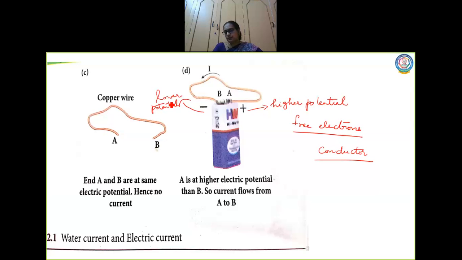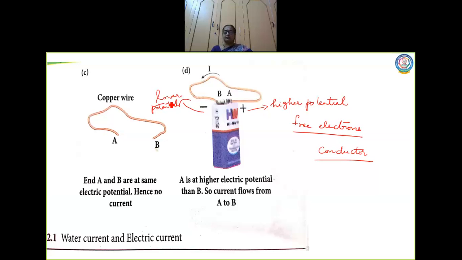Now what happens to the electrons here? The free electrons present in the conductor, as soon as you give an electric field, start moving towards the positive terminal of the battery, because electrons are considered to be negatively charged. These free electrons start drifting. Look at the word drifting. It's a very important word, drifting towards the positive terminal of the battery.